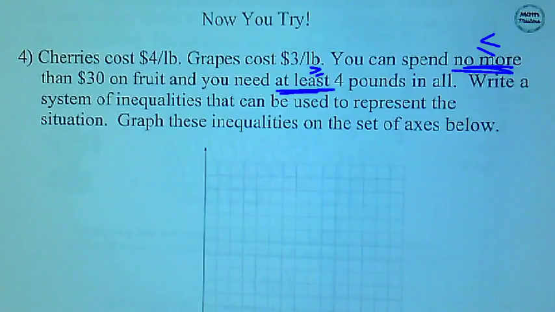In the first problem, we were talking about tickets. One of them was about the price of the tickets, the other was about the quantity of the tickets. Those would be the 2 separate inequalities. This one, we're talking about money for one, and then pounds for the other one.